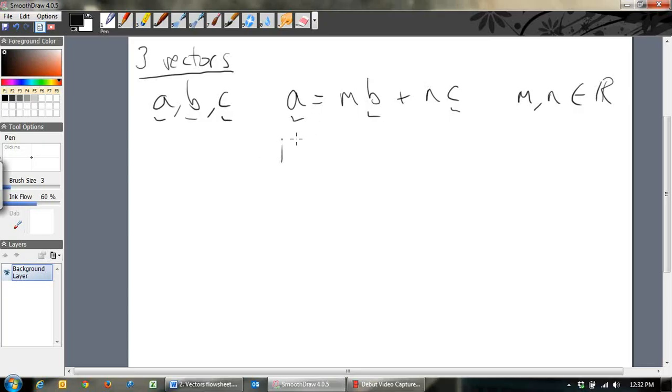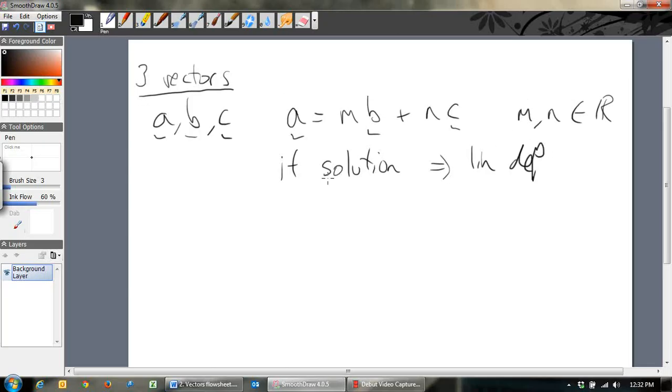Okay, so I'll write that down. If there is a solution to this, therefore we have linearly dependent. If there is no solution, that means they're linearly independent. In other words, we can't write them as a linear combination.